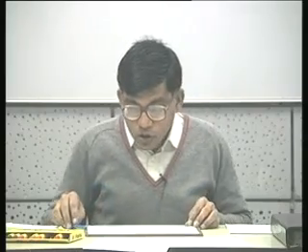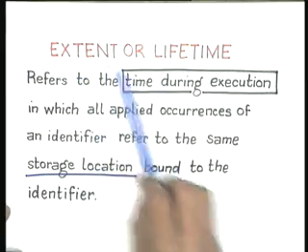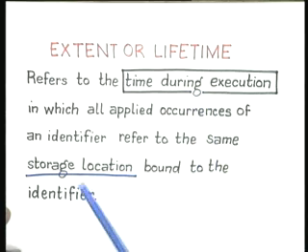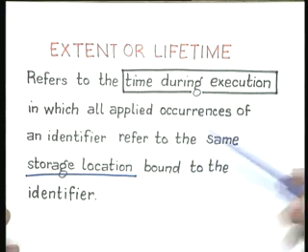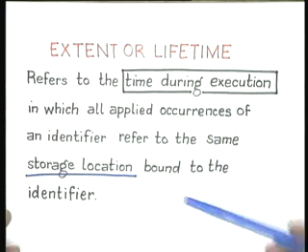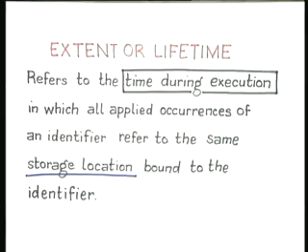The identifier binding location might be created again, but then that's supposed to be a different location, because there is no continuity between those two lifetimes. It's supposed to be a brand new location. So the extent or the lifetime refers only to the time during execution in which these applied occurrences of an identifier refer to the same storage location binding to that identifier, right.